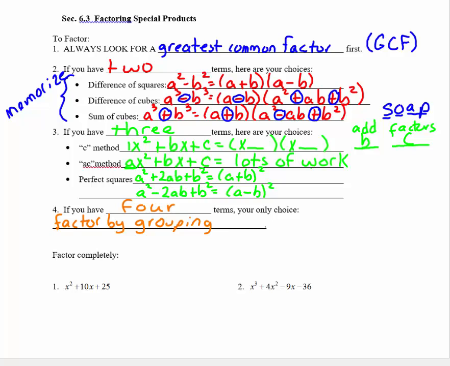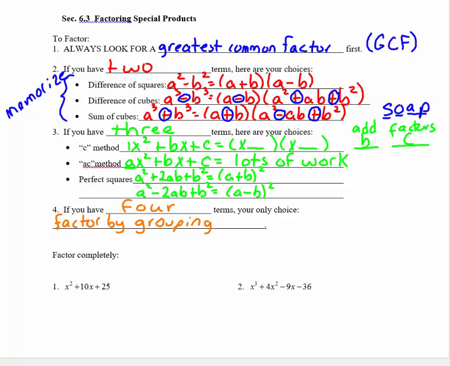The last option you have if you have 3 terms is perfect squares. A squared plus 2ab plus b squared factors into a plus b quantity squared. Or a squared minus 2ab plus b squared factors into a minus b quantity squared. You don't have to memorize these formulas. You could do the C or the AC method, but if you see that it's a perfect square, you can get to your answer a little bit faster.